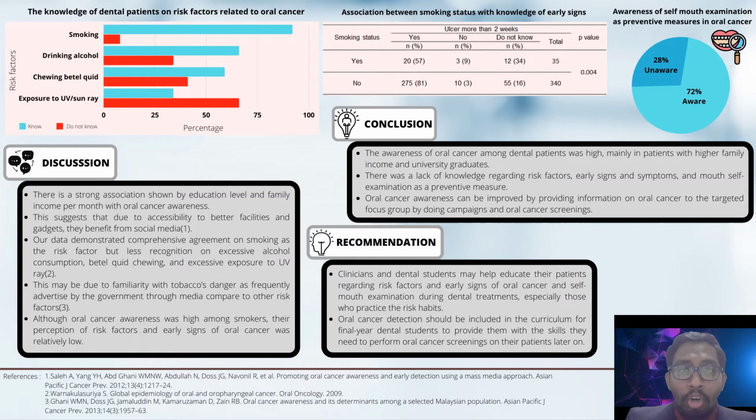We will now move on to the following table. Here, we can see that the smoking status of a dental patient is statistically significant with their knowledge of early signs, which is a non-healing ulcer within 2 weeks with a p-value of 0.004. Furthermore, only a few patients, approximately 72% of them with an awareness of oral cancer, know about mouth self-examination as one of the preventive steps of oral cancer.